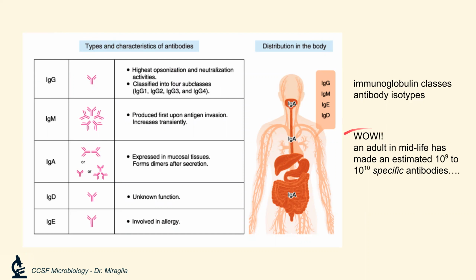So amazingly, an adult by midlife has made an estimated 10 to the 9 or 10 to the 10 specific antibodies. And you didn't get sick 10 to the 9 or 10 to the 10 times. So that's just the number of foreign molecules your body has very quietly in the background while you're living your life protected you against.